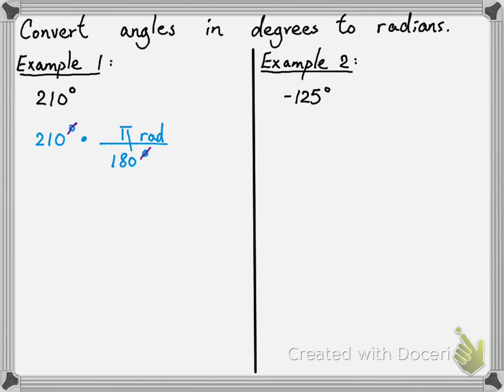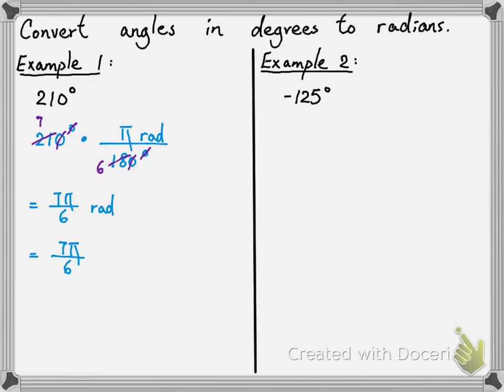210 and 180 are both divisible by 10, so we can cancel out the 0. 21 and 18 are both divisible by 3. 21 divided by 3 is 7, and 18 divided by 3 is 6. So our final answer is 7 pi over 6 radians. In fact, we usually don't show the radians unit, so we have 7 pi over 6. And that's it: 210 degrees equals 7 pi over 6.